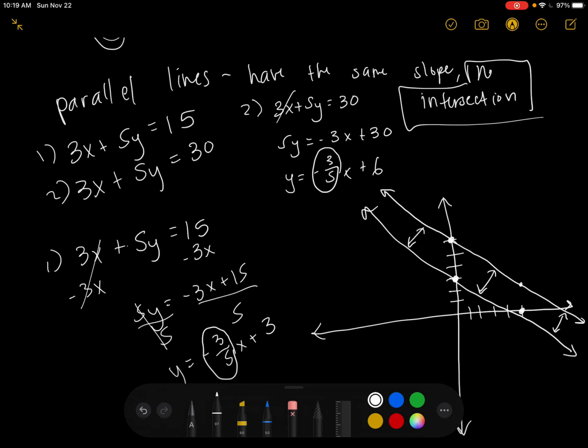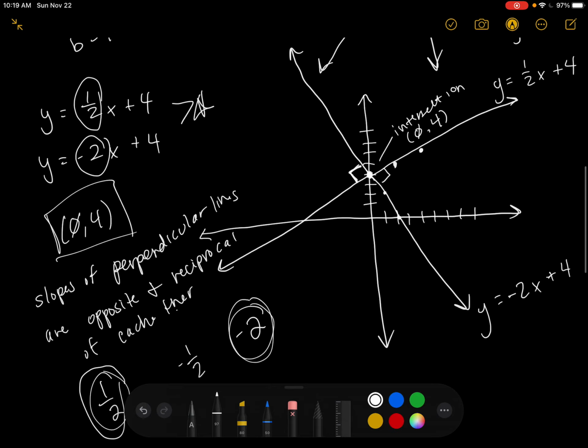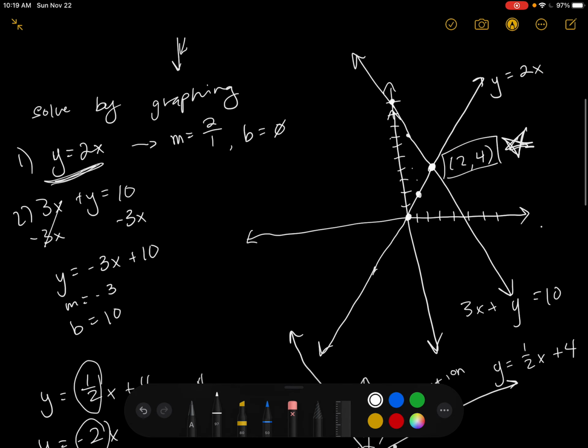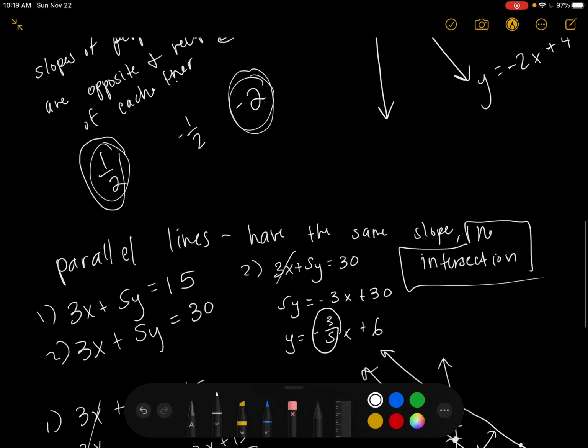Okay, but so that's solving systems of equations by graphing. Hopefully that's pretty straightforward. It's just like what we did last week, except now you're going to put two lines on the same graph and you're going to find the point where they intersect. Okay, and that's your answer. The answer is an intersection point. Right? So that's solving by graphing. We'll move on now to solving by other ways.